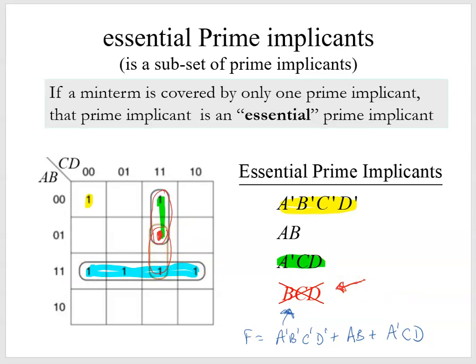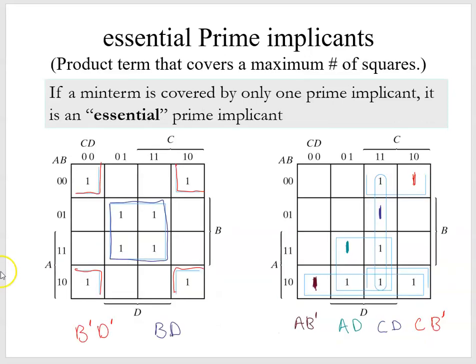All right, so essential prime implicants are key. That's what we want to use to cover the cells. So if a minterm is covered by only one prime implicant, it is essential. And if we look here, any of these four, the only way it can cover the maximum number of cells is the 4 corners. And that's true for each one of these in the 4 corners. If we pick any one of these 4, the maximum number of cells they can cover is all 4. So there are 2 prime implicants and there are 2 essential prime implicants.